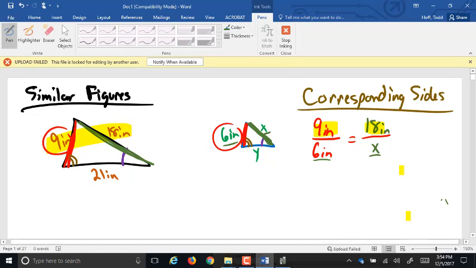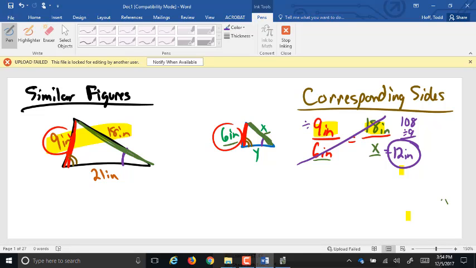Now, how do we solve for x here? We cross multiply. 6 times 18 is 108, and we divide by the 9, which gives us that x equals 12. So x is 12 inches.